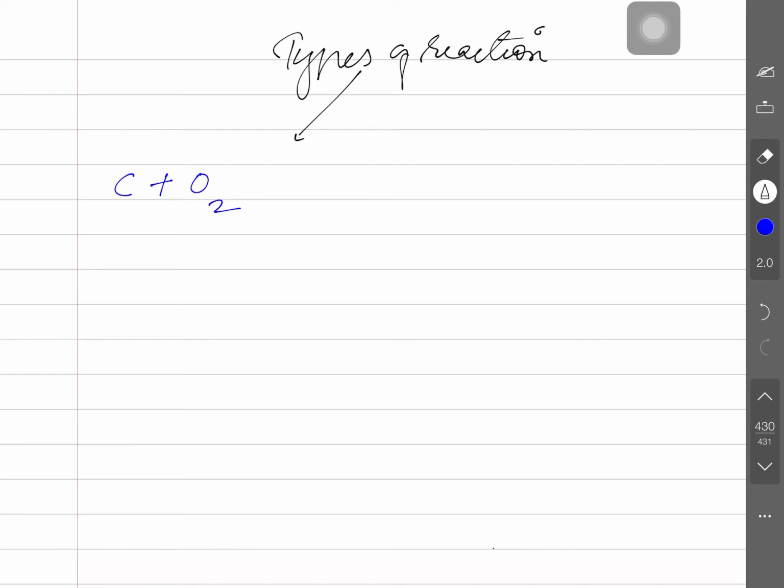You may see just carbon when combined with oxygen, what will form here? It will form carbon dioxide, and carbon dioxide is a gas. Okay, and here what will be released? Please tell me. Heat.